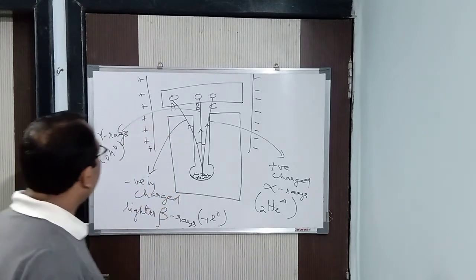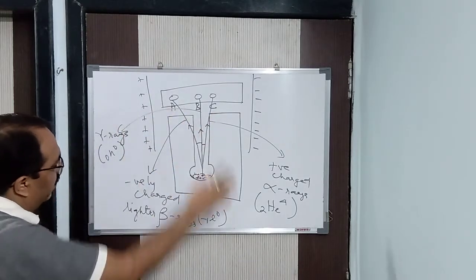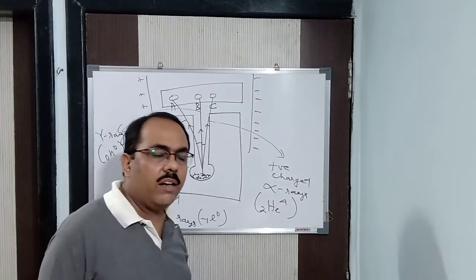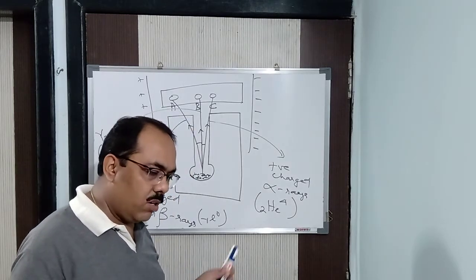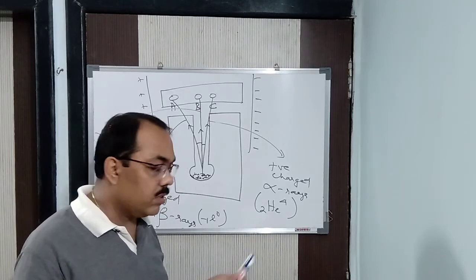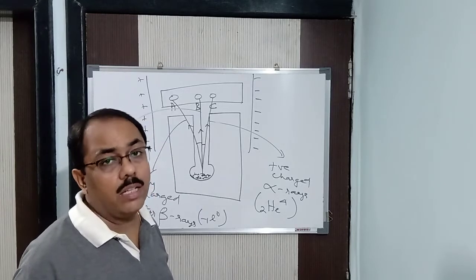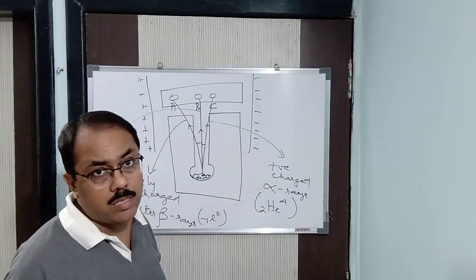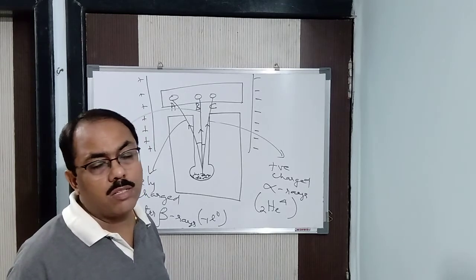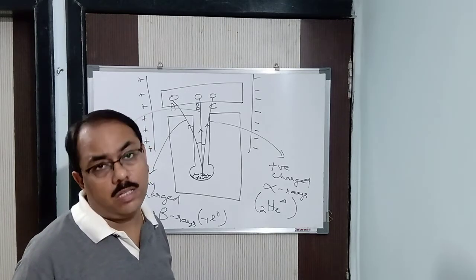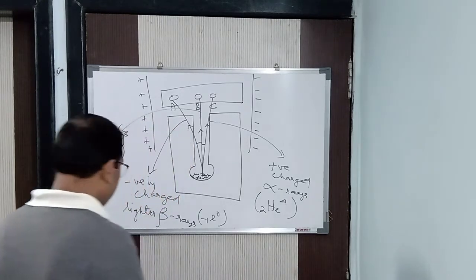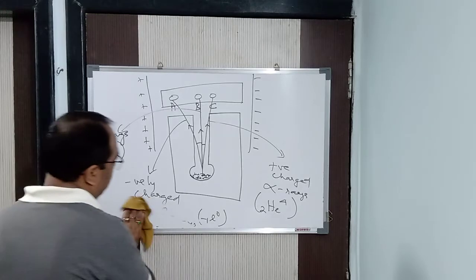So by this experiment, Rutherford came to the conclusion for the first time that radioactive particles can be subdivided into three categories: alpha, beta and gamma rays. Alpha rays are positively charged particles, beta rays are negatively charged, and gamma has no charge and no mass and is highly penetrating in nature. Rutherford concluded this. So this was Rutherford's experiment.